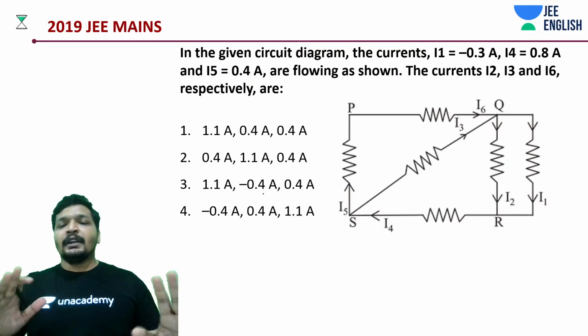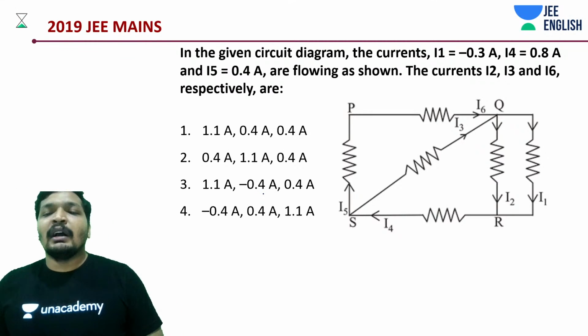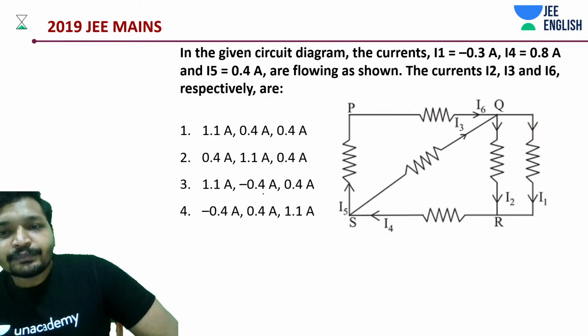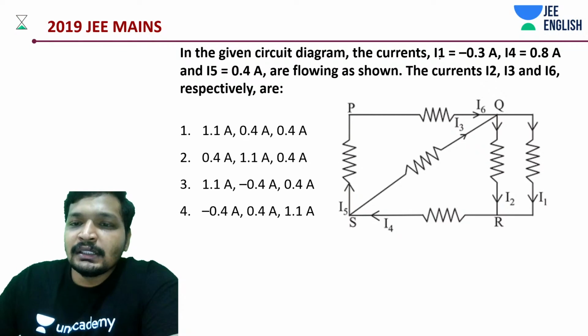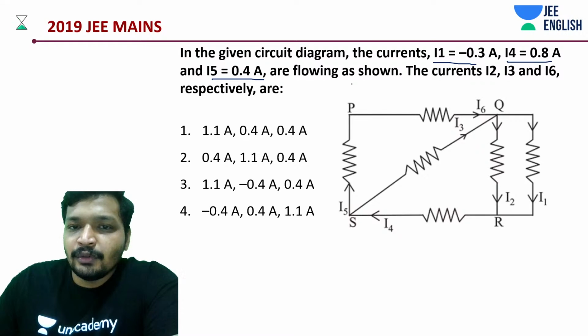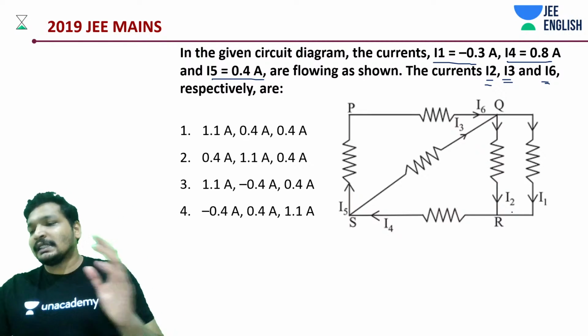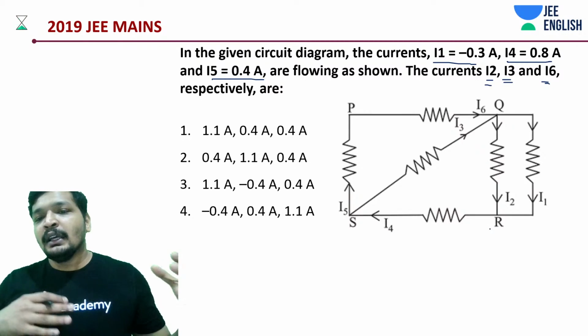Okay, there is definitely a shortcut around. The shortcut means you don't have to dig deep into the problem to come up with all the values. Okay, in the given circuit diagram, current I3 is given, I1 is given to you. Some current I4 is given to you, some current I5 is given to you. Now what is being asked? I2, I3, I6 respectively. First of all, in such questions, if possible, you are in an exam.